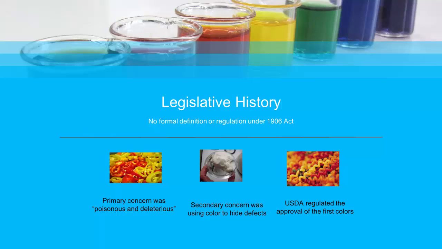And the USDA, initially being the umbrella organization for both, did the approval process for colors, again under this poisonous and deleterious standard, making sure that they were not something that would be harmful, but very loose standards. Eventually, as we see in the readings, that came over to the Food, Drug, and Insecticide Administration, the precursor to the FDA.